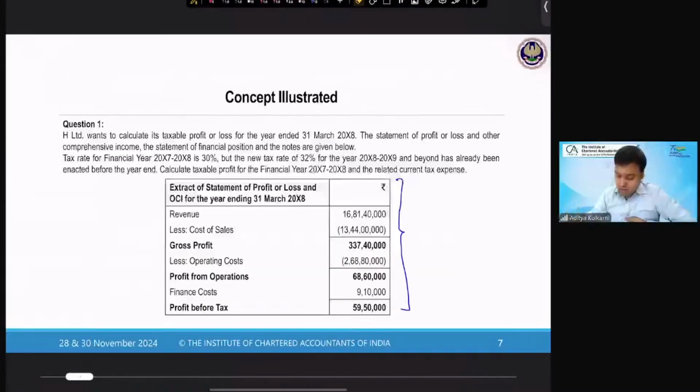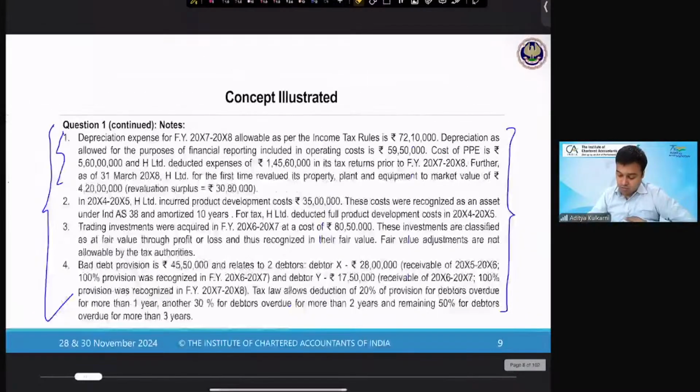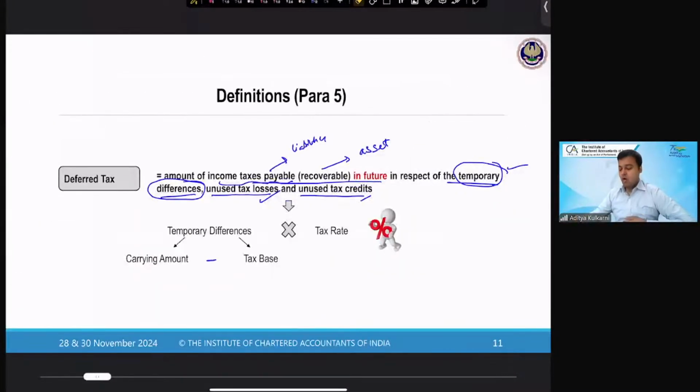Okay. All right. Fine. Now, what else? After calculating current tax, we then move on to the next step, that is deferred tax. What is deferred tax? Amount of income tax payable or recoverable in future in respect of temporary differences, unused tax losses, and unused tax credits.